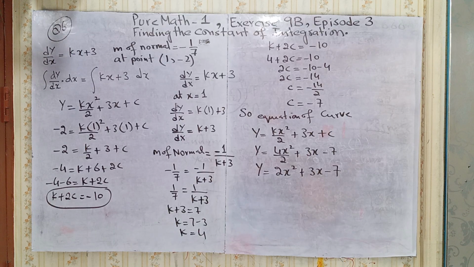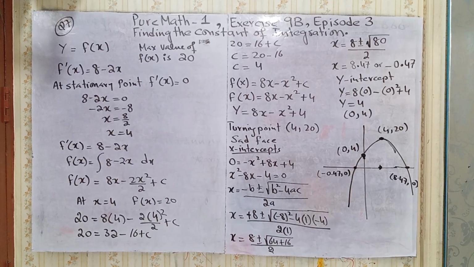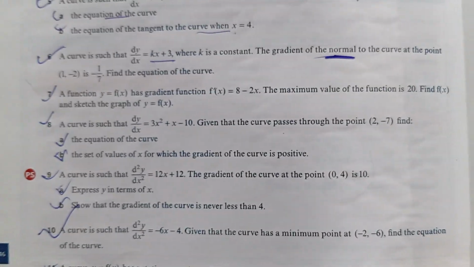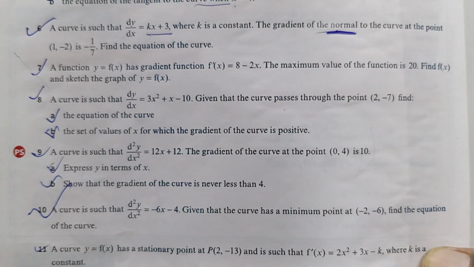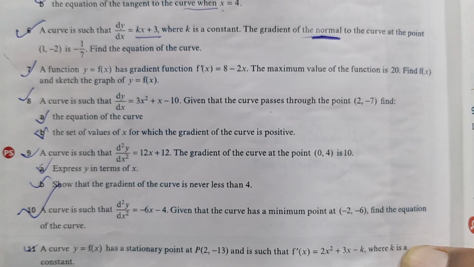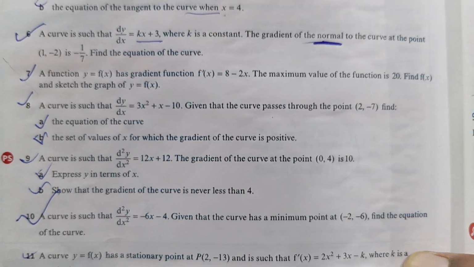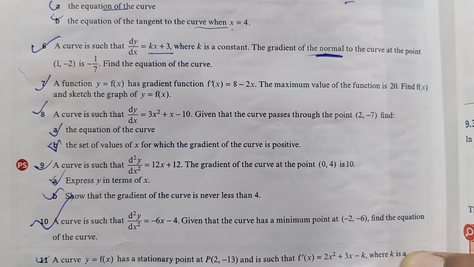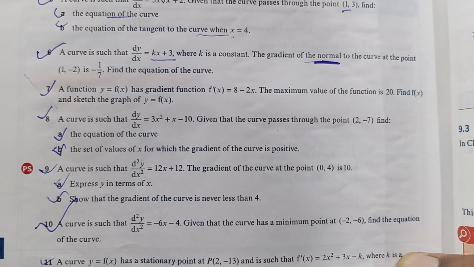The next question coming up on your screen is question number 7. So, my dear students, now we are going to work on question number 7, and let me show you question number 7 here. It says the function y equals f of x has the gradient function f prime x equals 8 minus 2x. The maximum value of the function is 20. Find f of x and sketch the graph of y equals f of x.